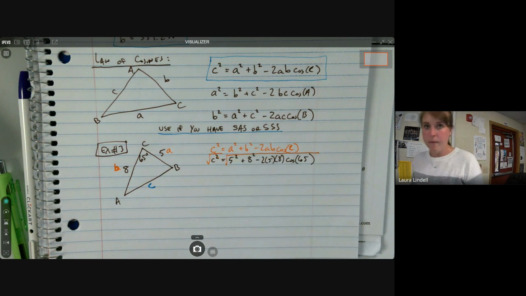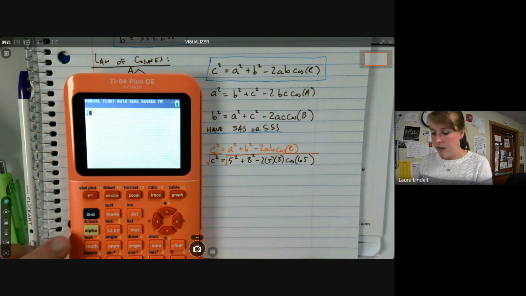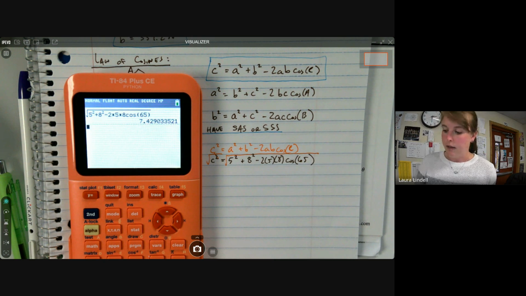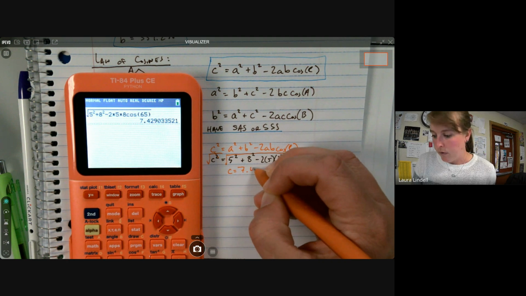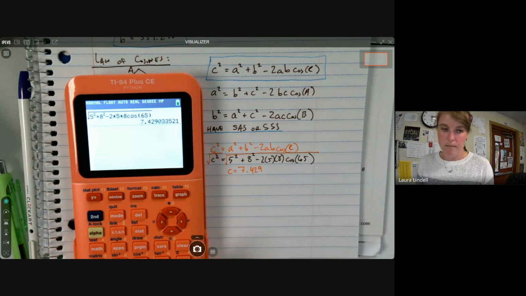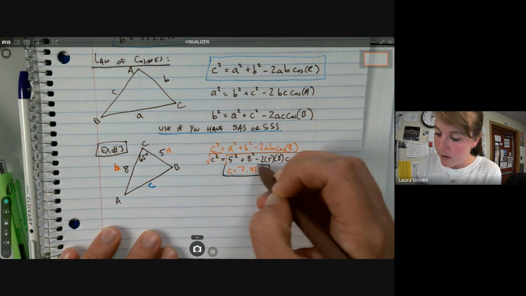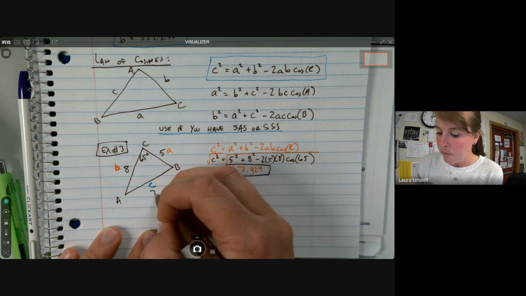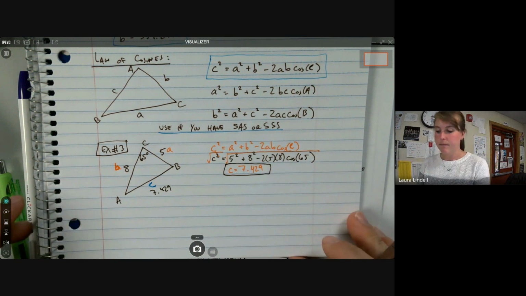So grab the calculator, and we go, square root of 5 squared plus 8 squared minus 2 times 5 times 8, cosine of 65, enter. And we get that C is 7.429. Cool. We've got one of our pieces of missing information, and we can use that missing piece of information to solve for the remaining angles.